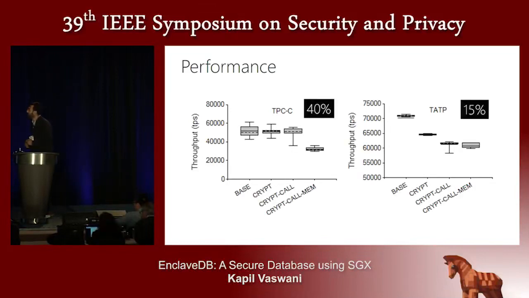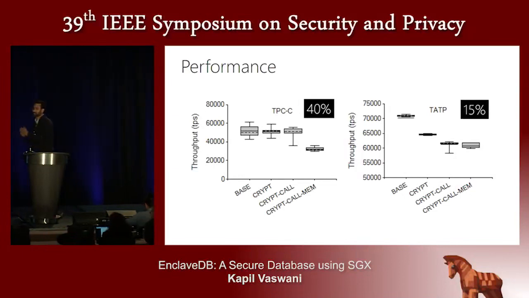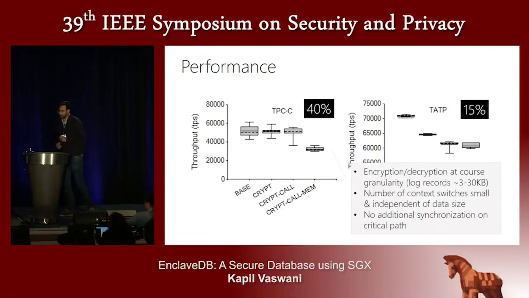What we find here is that the overheads of our system are reasonably low, especially for the kind of security guarantees we get. It's 40% in the case of TPCC and 15% in the case of TATP, and the difference is because TPCC is a more write-intensive workload, whereas TATP is a more read-intensive workload. The reason we get low encryption overheads is that our encryption and decryption is at a coarse granularity. We are encrypting and decrypting log records, not individual values. And we've done a whole bunch of optimizations to ensure that we have no bottlenecks on the critical path.